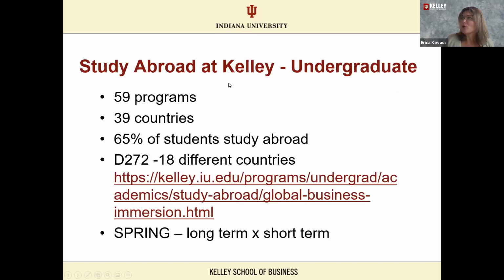So study abroad at Kelley, as Lavon was mentioning, we have about 59 programs to 39 different countries. About 65% of our students, they study abroad, and in this D272, so in this global core foundation, which is required, they can study here or they can go abroad. As I mentioned, they can choose one of these 18 options. So for example, now in September or October, they have to apply for that and they choose one of the options to go in the spring.